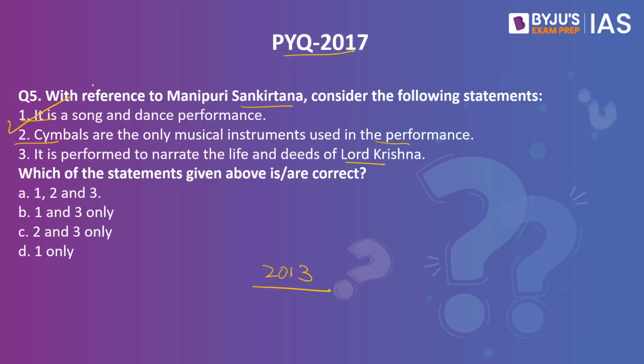This Sankirtana is primarily practiced by the Vaishnava community in Manipur and also some parts of Tripura and Assam. And this is performed to narrate the lives and deeds of Lord Krishna. So statement number 3 becomes correct. Now coming to statement number 2. Cymbals are not the only musical instruments that are used in Sankirtana. Drums are also used in the performance. Therefore, statement number 2 becomes incorrect. Therefore, the right answer would be option B, 1 and 3 only.